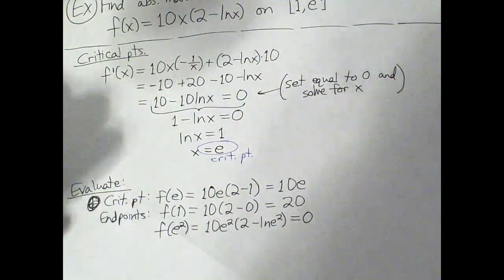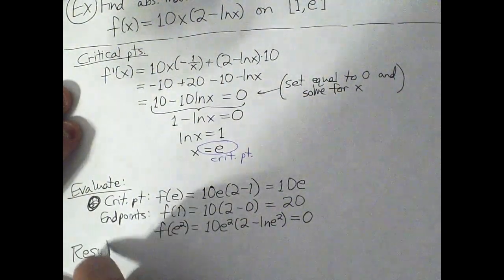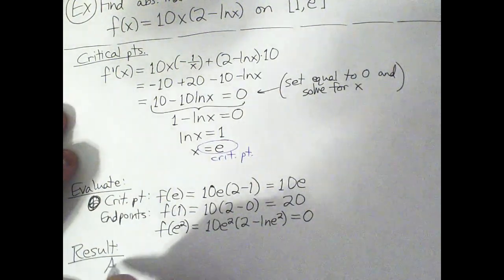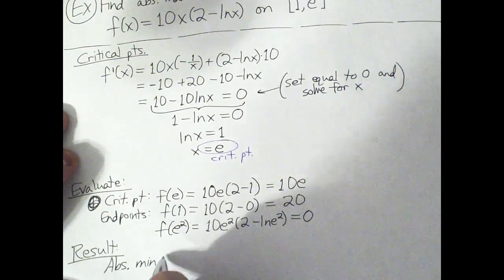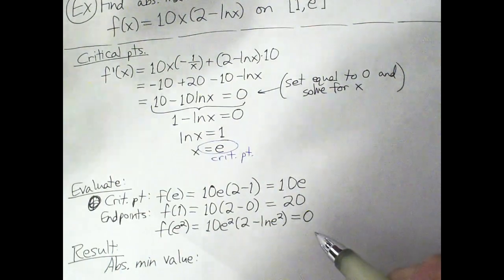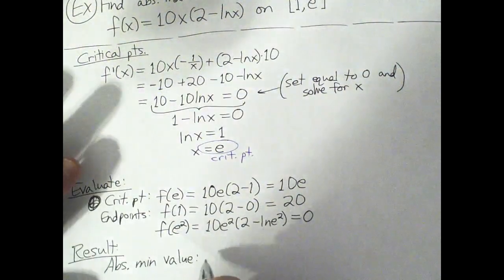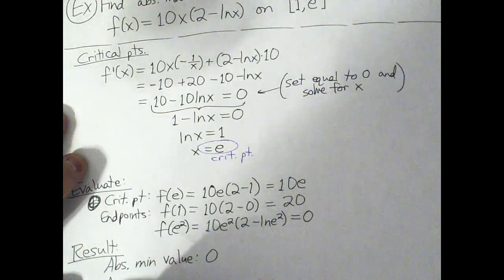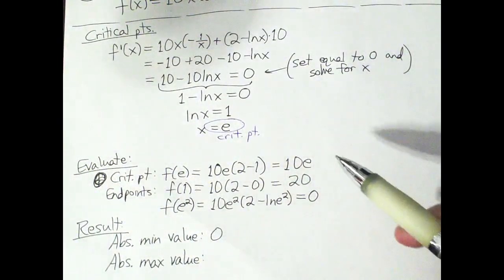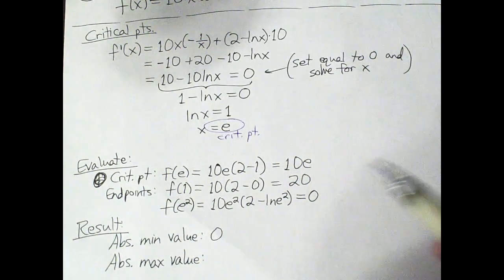We can write the result now. Well, can we write the result? Okay, at this point, step 3, you're supposed to take the largest and smallest of the values that we found. So absolute min value. Out of these 3 numbers, which one is the smallest? 0. Absolute max value. Out of these 3 numbers, which one is the largest? It's not 0. Which one is larger, 10e or 20?